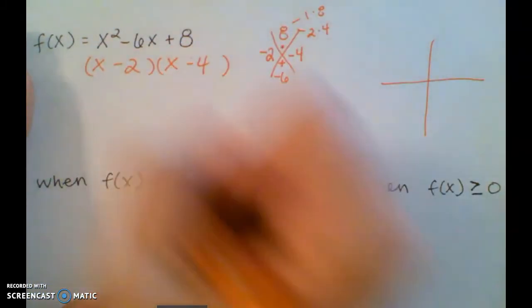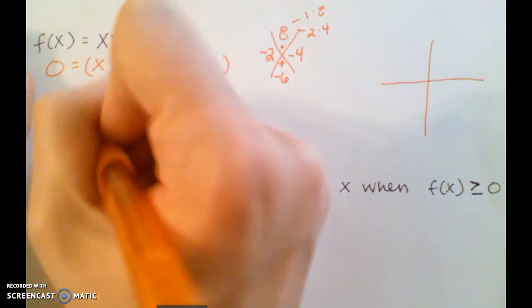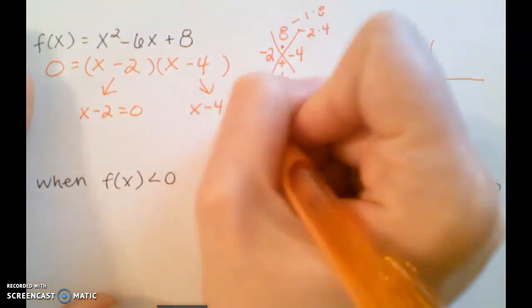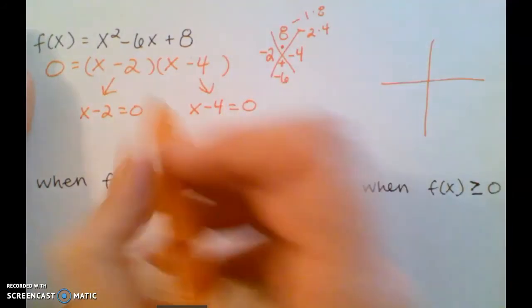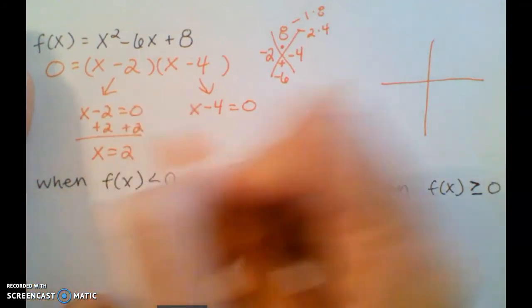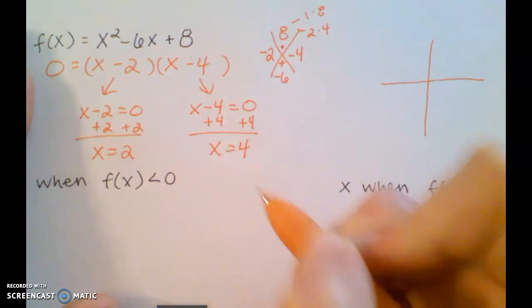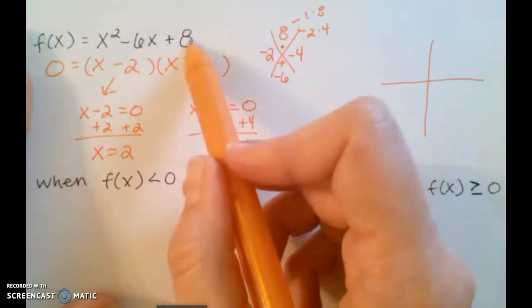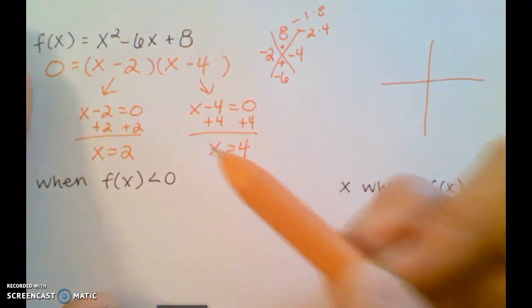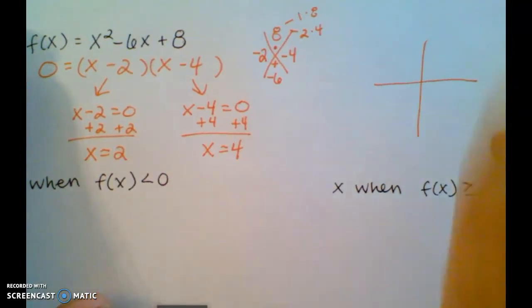When we're finding zeros, we want to set our function equal to 0. And now we can use our zero product property. So that's when we say x minus 2 equals 0, x minus 4 equals 0. Then to get the x's by themselves, we add 2 here to get x equals 2. We add 4 here to get x equals 4. So that's how we find the zeros of this function. You could also use the quadratic formula if you wanted to. So 2 and 4, let's plot those zeros on our little graph.